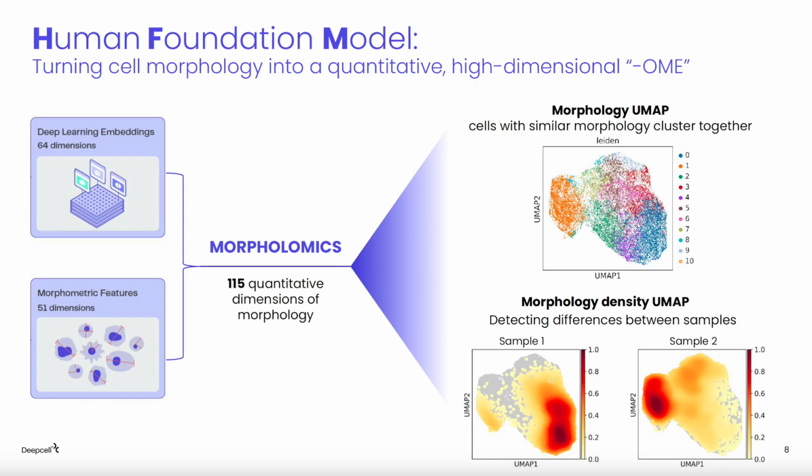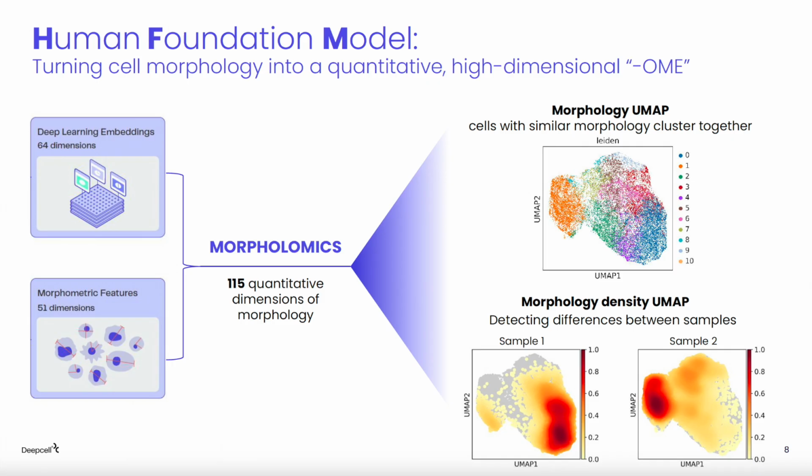The data that comes out of HFM can be depicted in morphology UMAPs, very similar to how we typically visualize single-cell RNA sequencing data. Cells that have similar morphology cluster together, which allows Leiden clusters to guide our understanding of morphological heterogeneity of a sample without the need for surface markers or staining. We can also use morphology density UMAPs, which we see below, to understand differences between certain samples, or honestly, any sample that you run on our system.